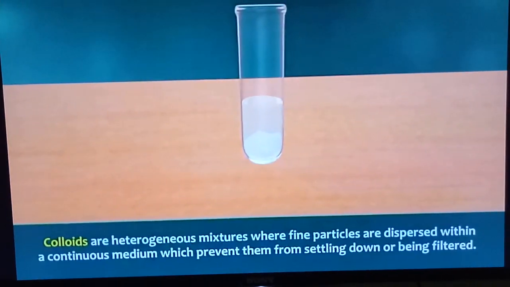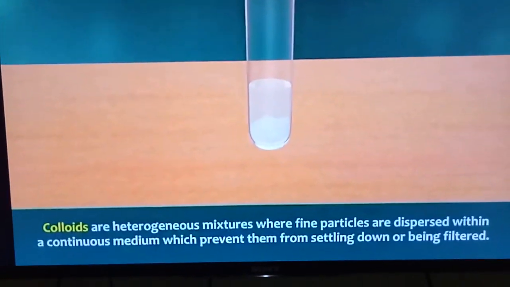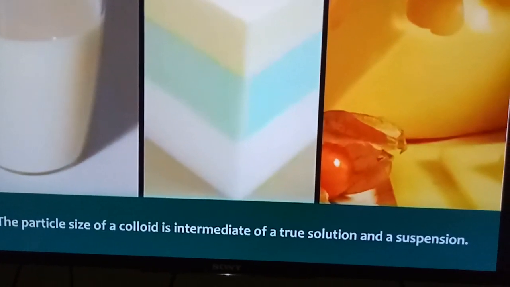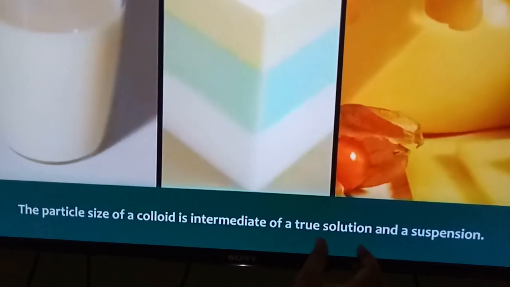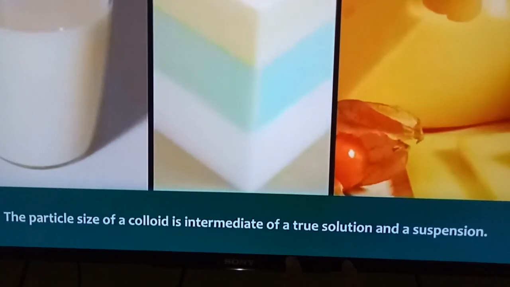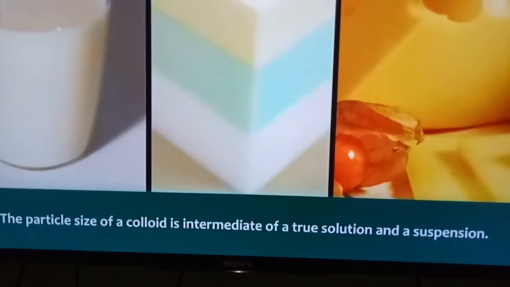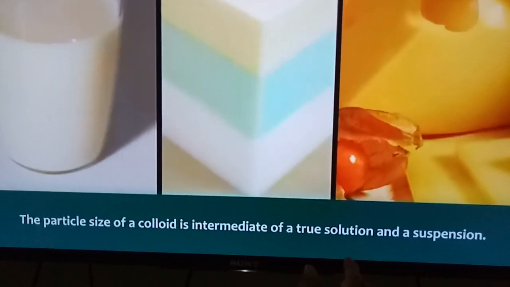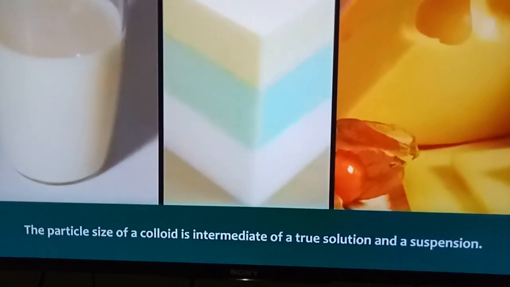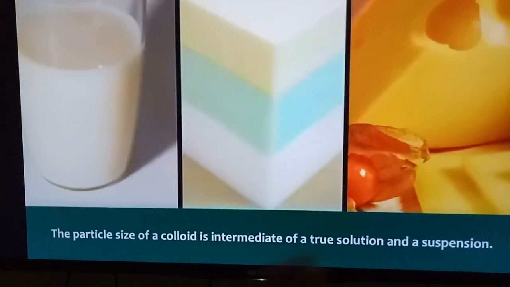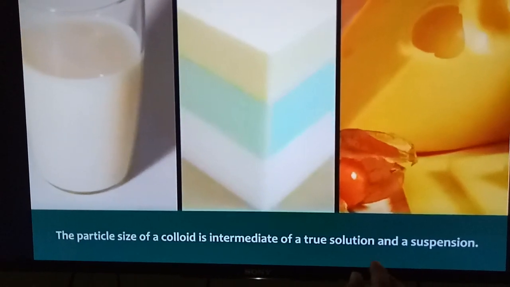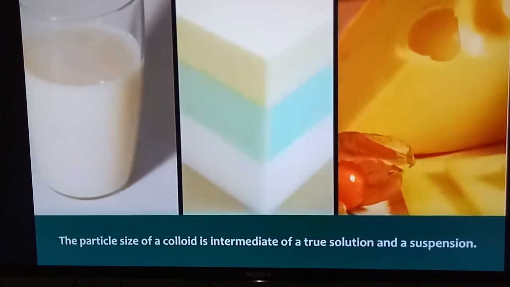Let us understand the concept of colloids. The particle size of a colloid is intermediate between a true solution and a suspended solution. Just now I explained, true solution particles are less than 1 nanometer and suspended particles are quite big, more than 100 nanometer. Between 1 nanometer and 100 nanometer, the size of the colloidal particles will remain. It is between these two solutions.